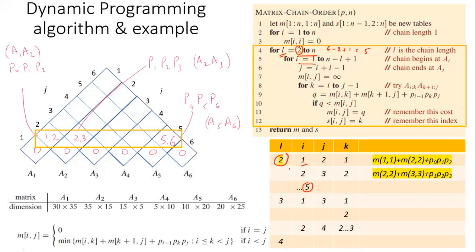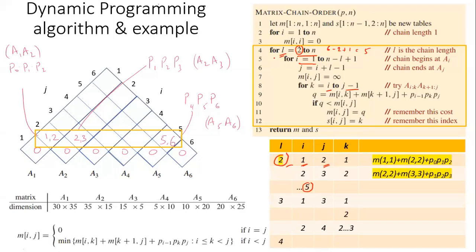So I plus L, that's 3 minus 1, that's 2. So J is 2 now, all right? And K is going to go from I, okay, I is equal to 1, and it's going to go up to J minus 1, which is 1.